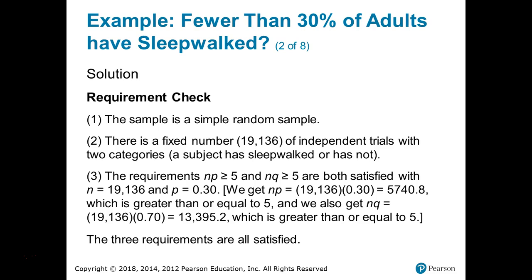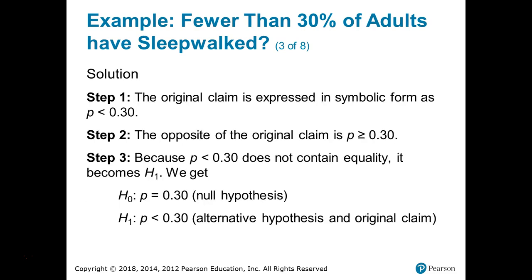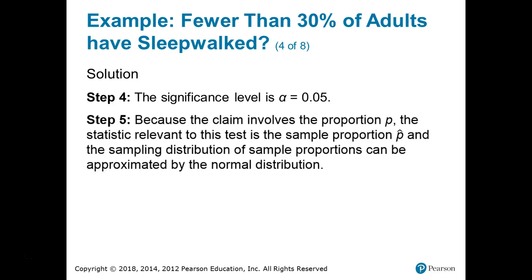First, requirement check. The requirements are all satisfied. Next, the original claim is expressed in symbolic form. We are saying that the population proportion is less than 0.3. The opposite of that statement would be that if it's not less than 0.3, it's greater than or equal to 0.3. So we have our null hypothesis. Again, the null hypothesis will include an equal sign: P equals 0.3. The alternative hypothesis is going to be the original claim, which is that P is less than 0.3.